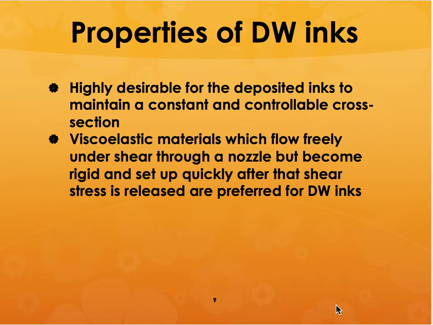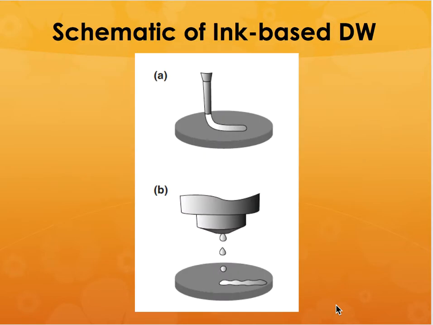So, what are the properties that you need for these inks? These inks have to maintain a constant and controllable cross-section, so they should not slump. Which means that when you are depositing them, they should flow very freely, but as soon as they come out of that nozzle, they should become rigid and set up very quickly, so that you can go and put more material on top of that layer, especially if you are going to be building it up layer by layer. So you can either put it as a continuous layer, or you can put it drop by drop.